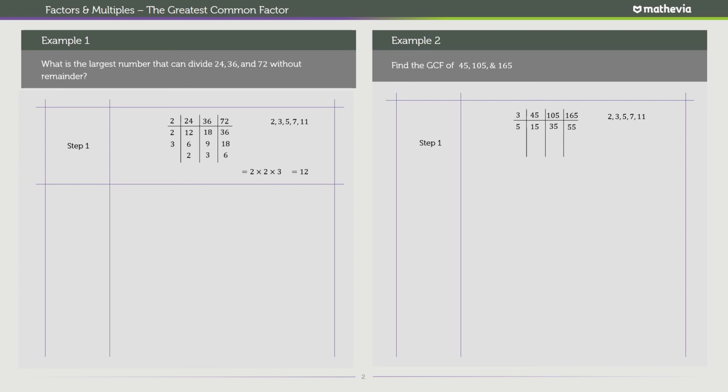And then 5. Looking at our numbers there, we can't divide with 3 any longer, so we move on to 5. 15 divided by 5 gives you 3, 35 divided by 5 gives you 7, and 55 divided by 5 gives you 11. Now at this point we obviously can't divide any further, so we just go ahead and say 3 times 5, and it gives you 15. And that's it. Very simple principle.